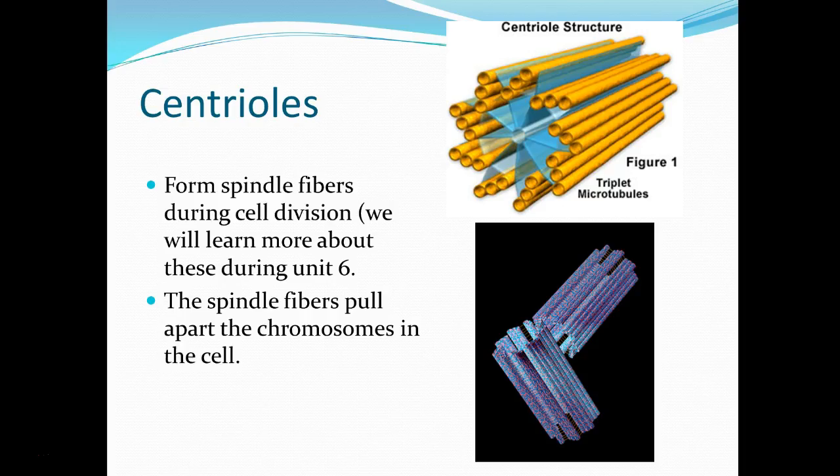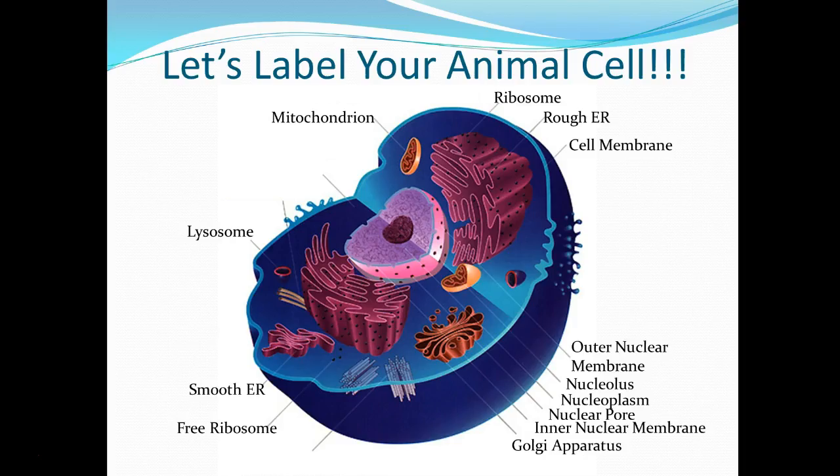And centrioles, their job is to form structures called spindle fibers, which are going to be moving chromosomes around inside a cell. In an animal cell, you'll see these down here. Here's the centrioles. And they are not found in plant cells, so they're a structure that's only found in animal cells.